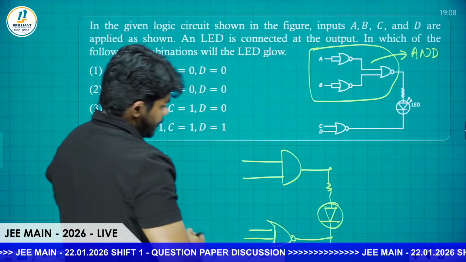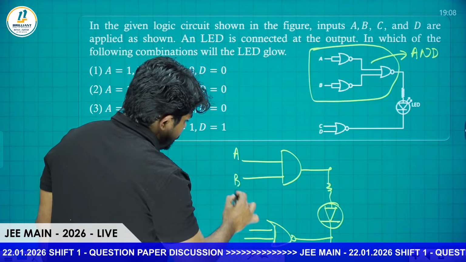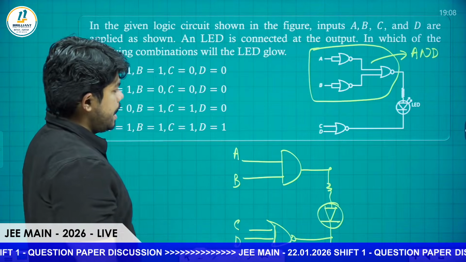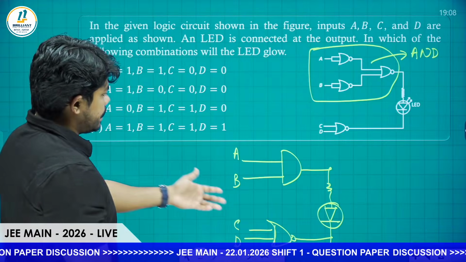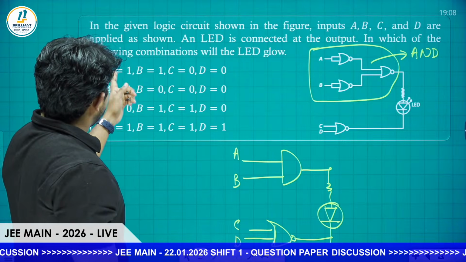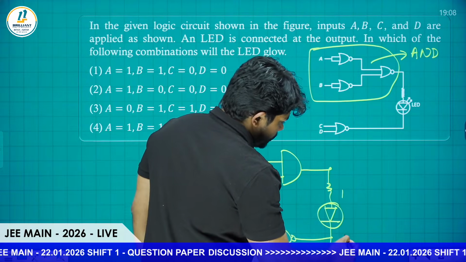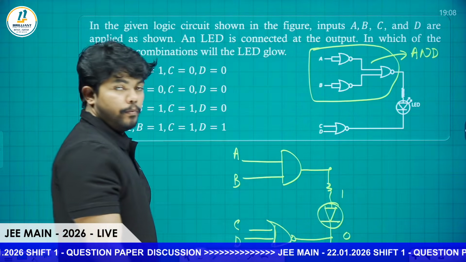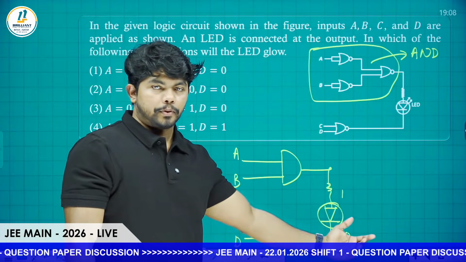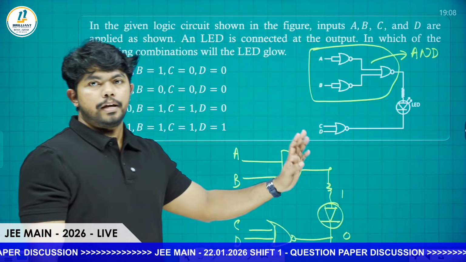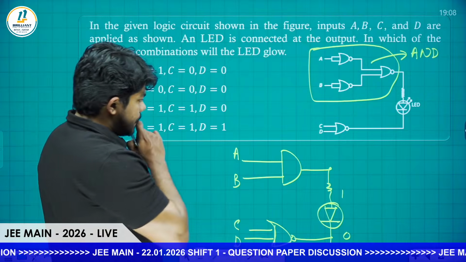NOR gate, sorry, NOR gate. So this is A, B, C and D. Now you apply the condition, you will get the answer. Like what will be 1, because the diode has to be forward biased. That means the 1-0 arrangement should be the way where the diode will glow.